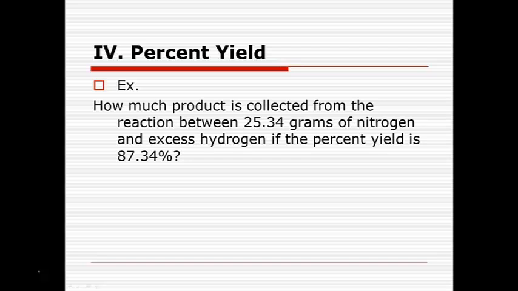Sometimes you can actually solve for other things. How much product must be collected in a reaction between 25.34 grams of nitrogen and excess hydrogen if the percent yield is 87.34%? Be careful when you use the percent yield. This should be 0.8734, not 87.34. Now, how much product is collected? This means you are looking for the actual. That's X. You need to know the theoretical, so you need to go through and do this problem.